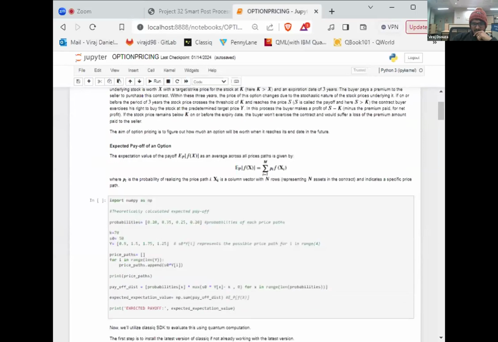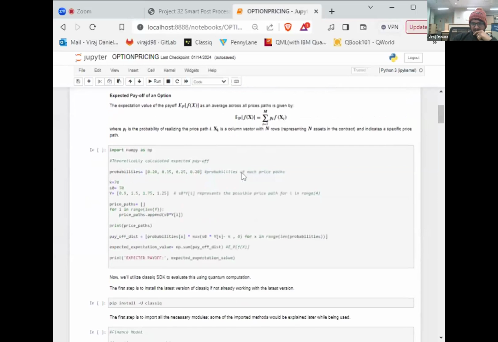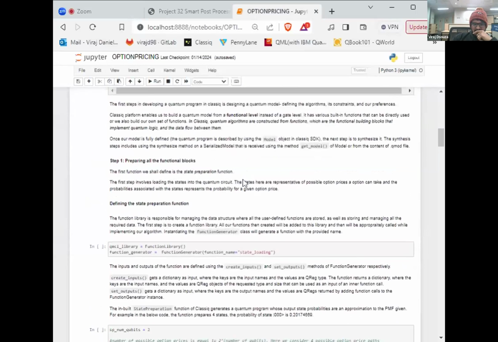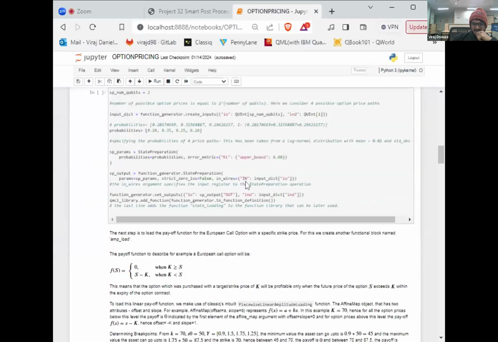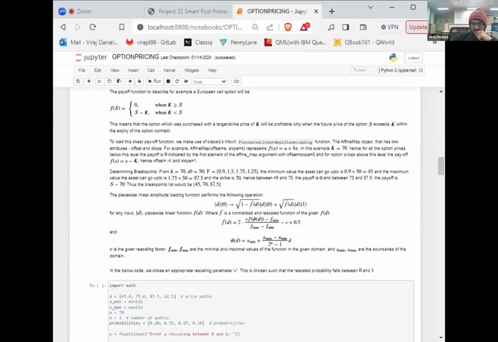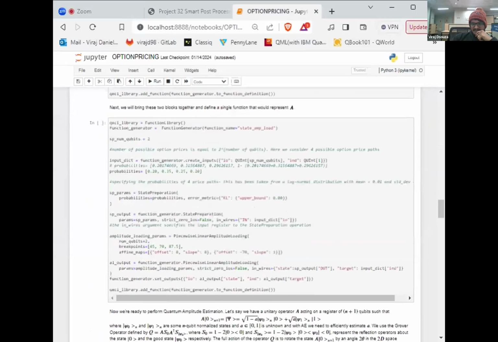I'll just quickly scroll over this. I plan to include all the mathematical details and also the stepwise implementation of the algorithm, and also a proper accuracy comparison and all that.